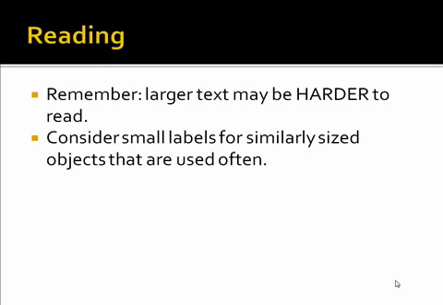Like our patient that I presented, reading can be a major concern for the patient. And it's important to remember that larger text may be harder to read because of the simultanagnosia. In fact, sometimes smaller text is the way to go. If you have similarly sized objects that are used often, we suggest that people may want to try using small labels, as again, the larger ones may cause problems with simultanagnosia.